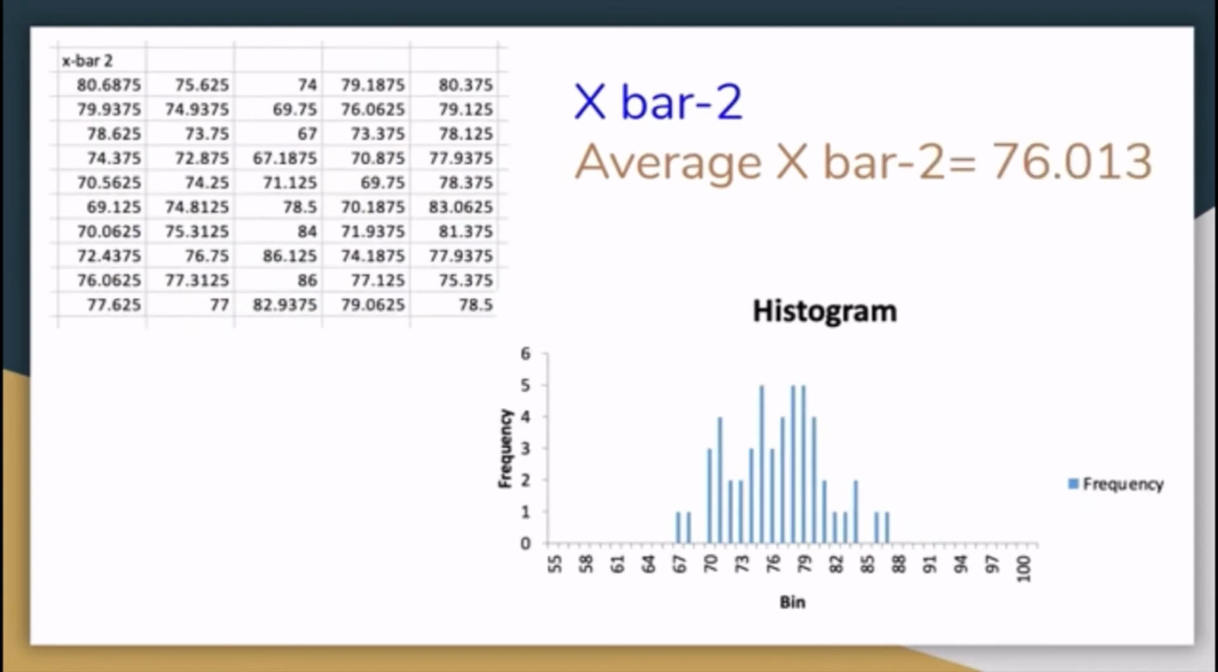So now for our second X-bar set, again, we use subsets of 4 from the X-bar 1 data to get these X-bar 2 values. The average for the X-bar 2 values is 76.013. The X-bar distribution is moving closer to the true mean as seen in this histogram, with the majority of the values in the middle.